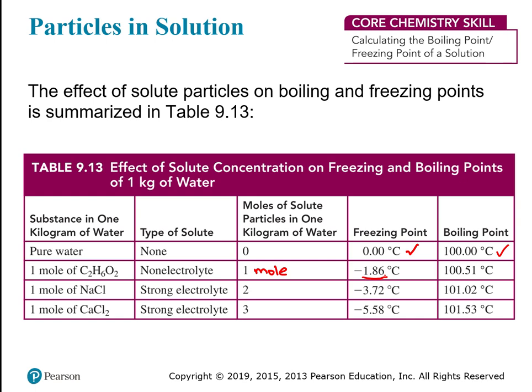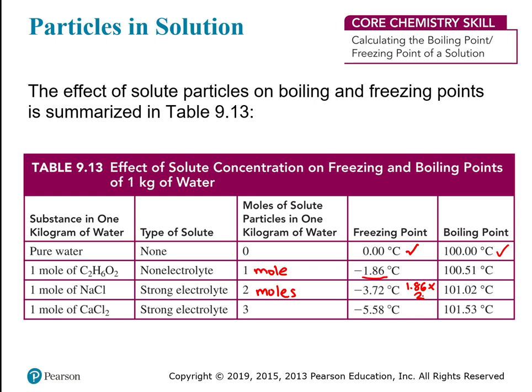And that is going to depress or lower your freezing point of water by 1.86 degrees Celsius. If you add 1 mole of sodium chloride, we said that's a strong electrolyte. So you're actually going to have 2 moles of particles in that 1 kilogram of water. So instead, you're going to get minus 3.72 as your new freezing point, which is 1.86 times 2.